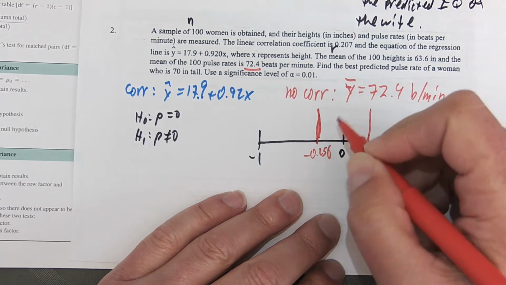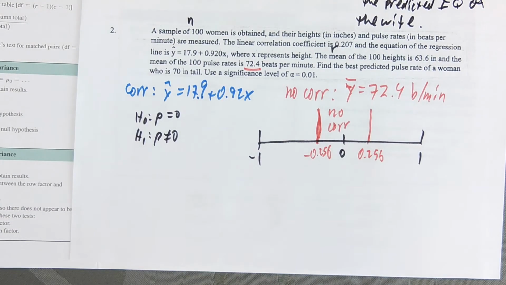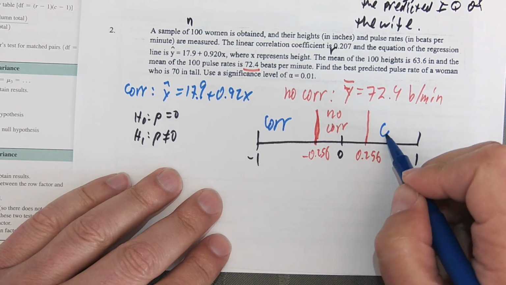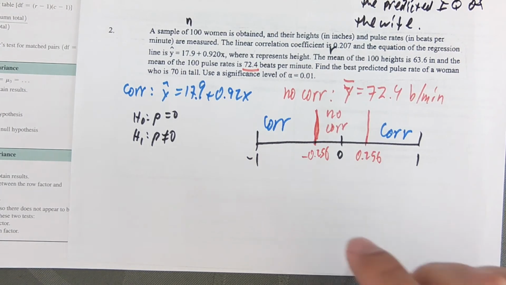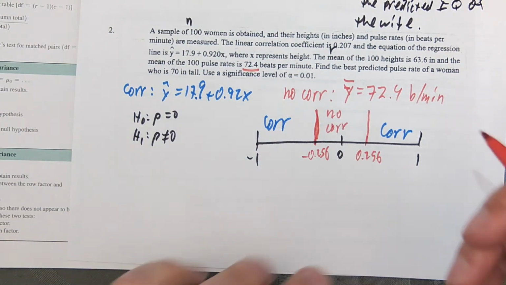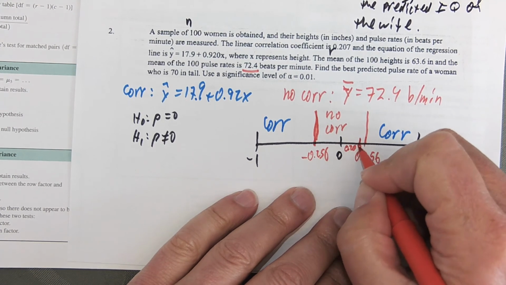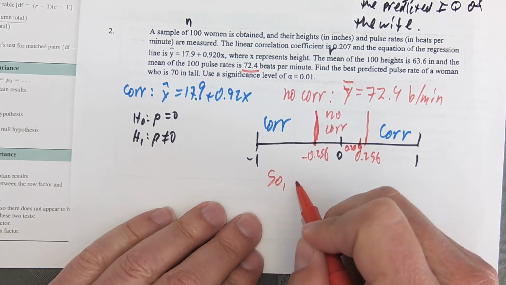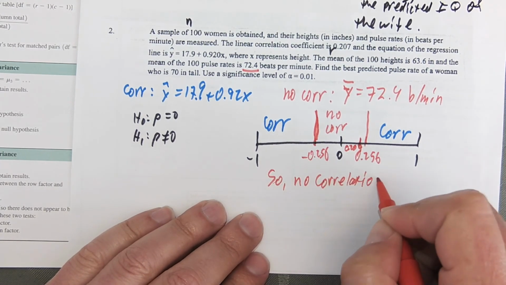straight line there. This is our no correlation zone, and this is our correlation zone. Zones, I guess I should say. And they give us an R, 0.207, and you can see that is just inside the no correlation zone. So, no correlation. No linear correlation, I should say.